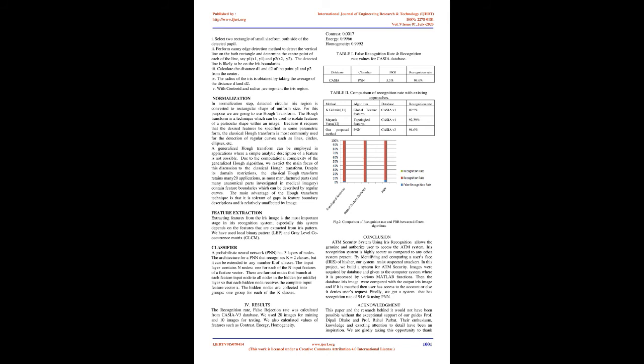1. Select 2 rectangles of small size from both sides of the detected pupil. 2. Perform the Canny edge detection method to detect the vertical line on both rectangles and determine the center point of each line, say P1 (X1, Y1) and P2 (X2, Y2). The detected line is likely to be on the iris boundaries.